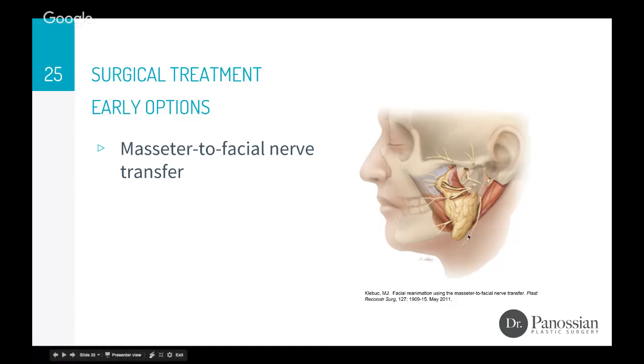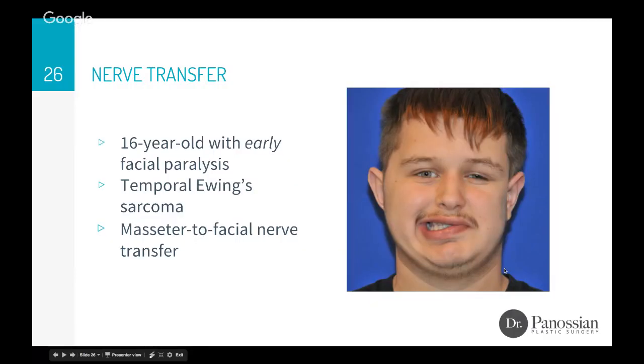non-innervated distal segments. And as you can see, the proximal segment of the facial nerve, which is no longer working, assuming a more central reason for the paralysis, has been transected here. So this is an example of a nerve transfer.